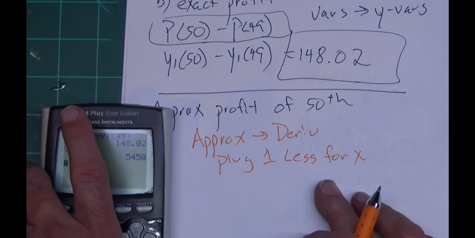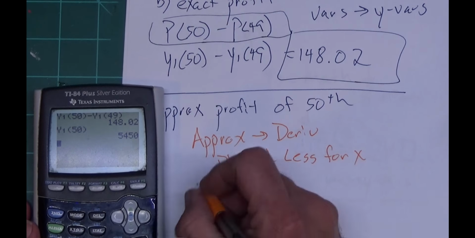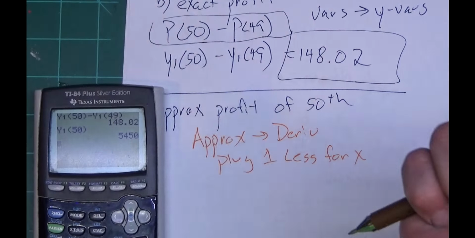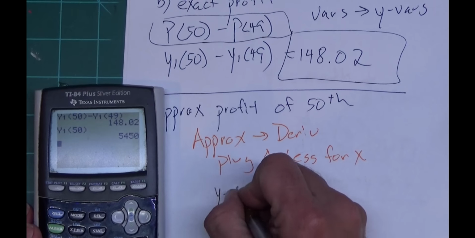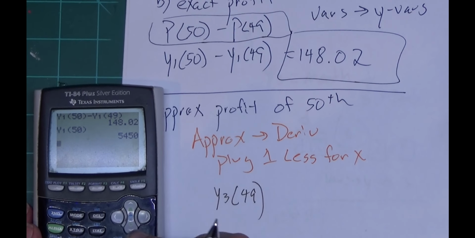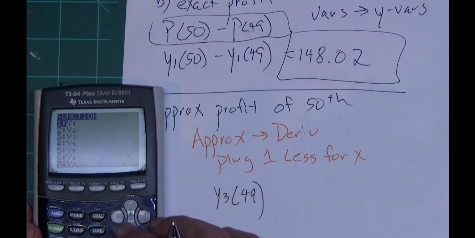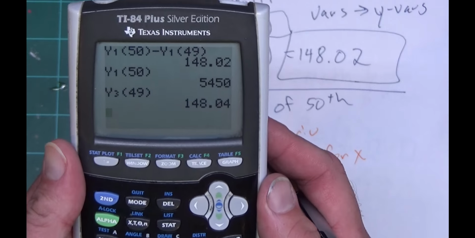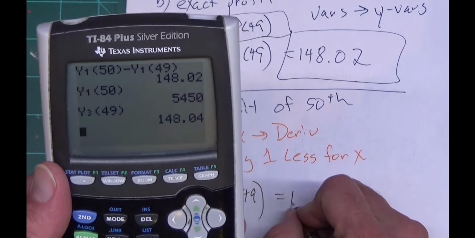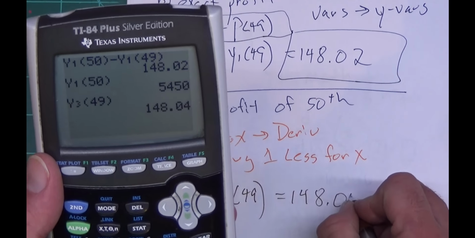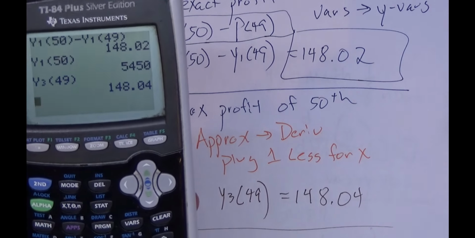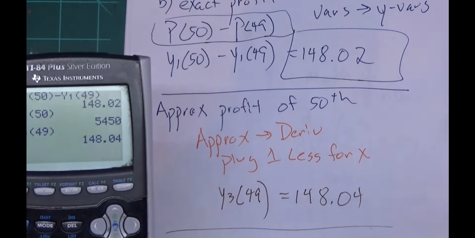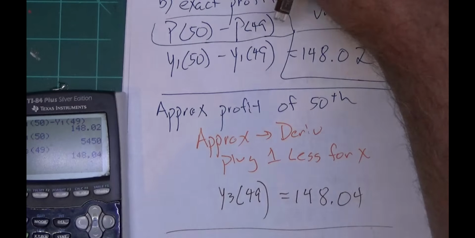Plug in 1 less for X. So, remember my derivative is Y3. When I go to type this in the calculator, what I'm going to do is Y3 of 49. So I press vars over to Y vars, press enter on function. I'm going to go down to Y3, parenthesis 49, close parenthesis, enter. And that comes out to 148.04. There's a quick review of a problem we did earlier. And again, the newer 84 works the same way as the old 84 once you're on the home screen.